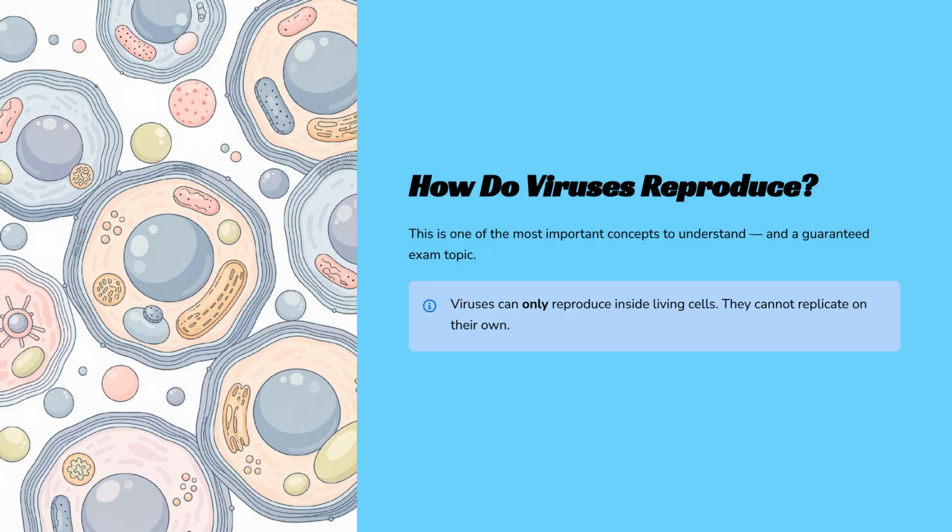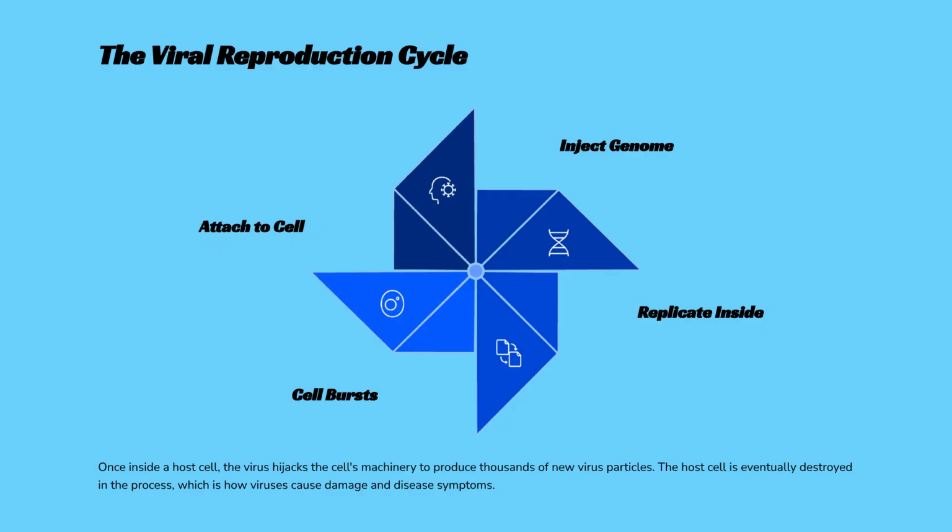How do viruses reproduce? This is a crucial concept for your exam. Remember that viruses can only replicate inside living cells. They are incapable of reproducing on their own. The viral reproduction cycle involves 4 main stages. The virus attaches to a cell, injects its genome, replicates inside, and finally, the cell bursts. This process hijacks the cell's machinery to create thousands of new virus particles, eventually destroying the host cell.